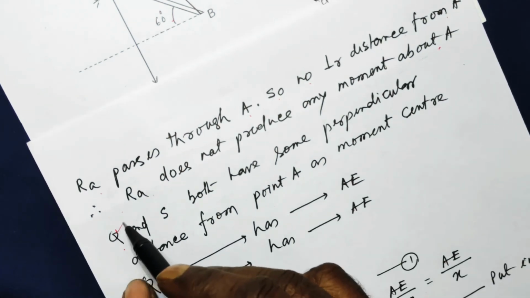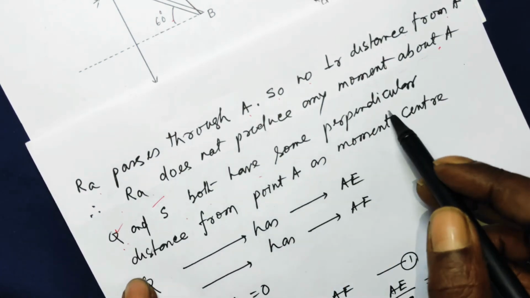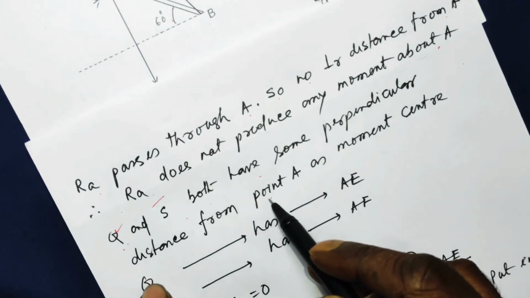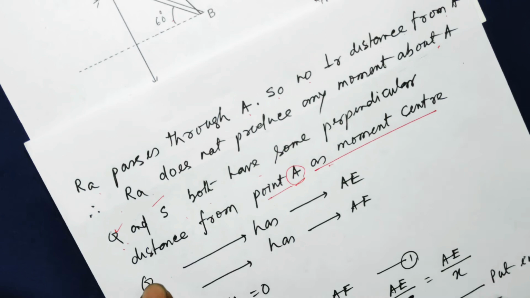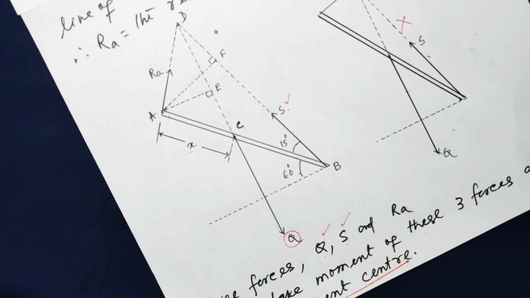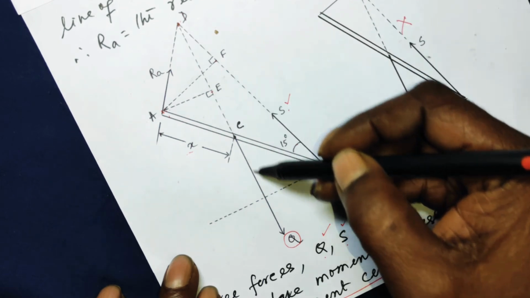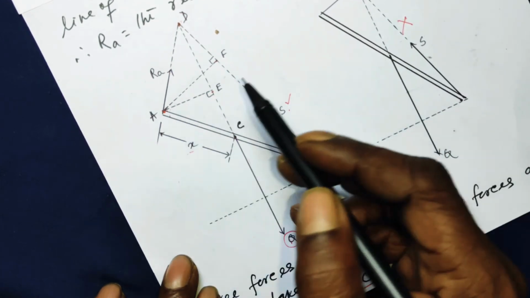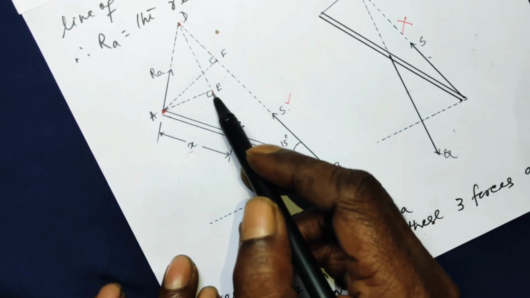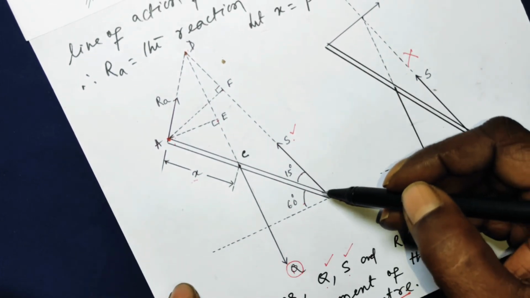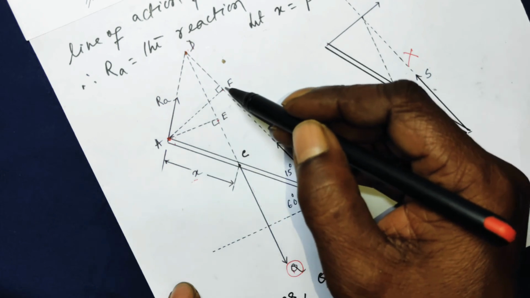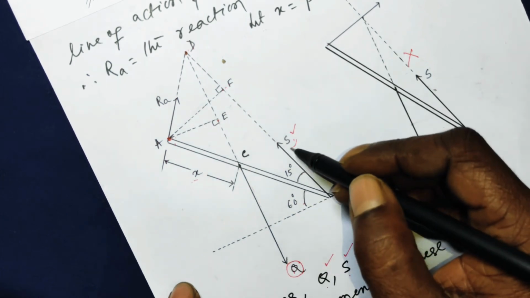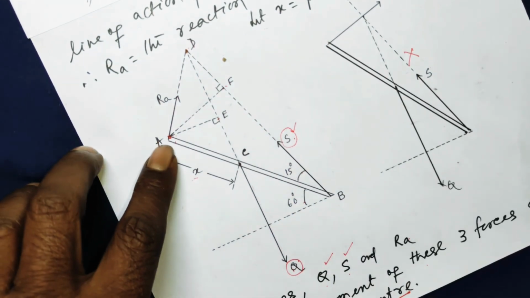Q, we are left with Q and S. Q and S both have some perpendicular distance from point A as moment center. So as you can see, let me show you again. The line of action of Q from the point A is at this perpendicular distance AE. The line of action of S from the point A is at this perpendicular distance AF. So both Q and S will have turning effects about A.